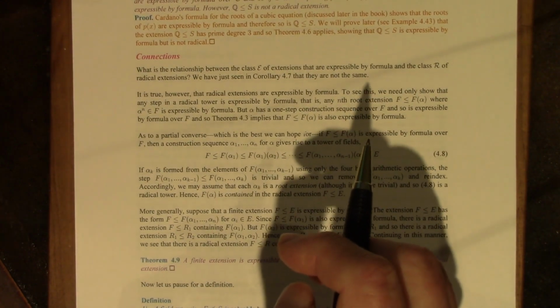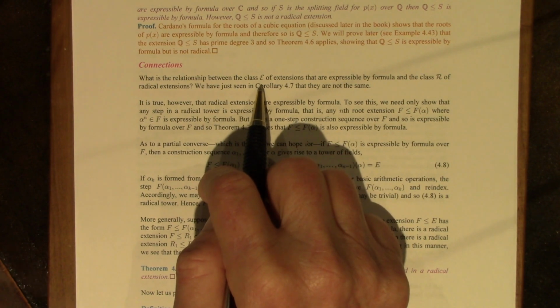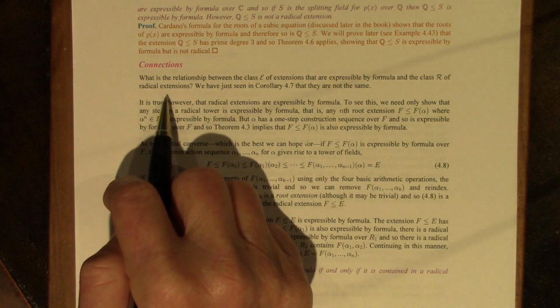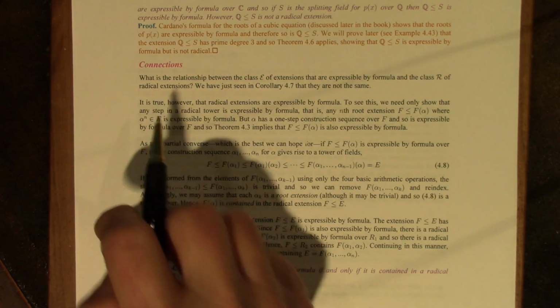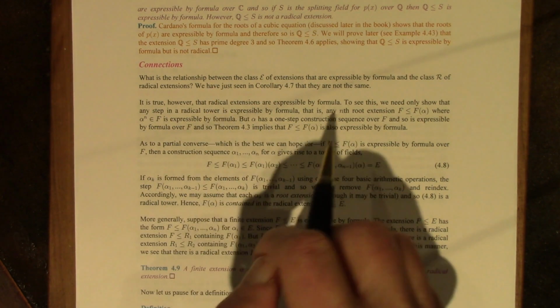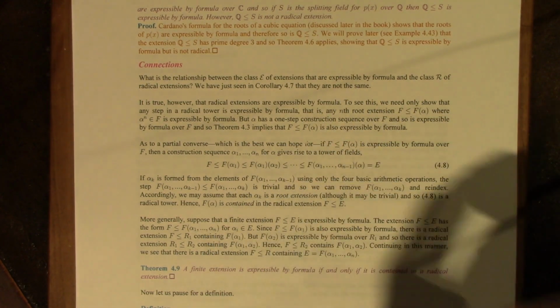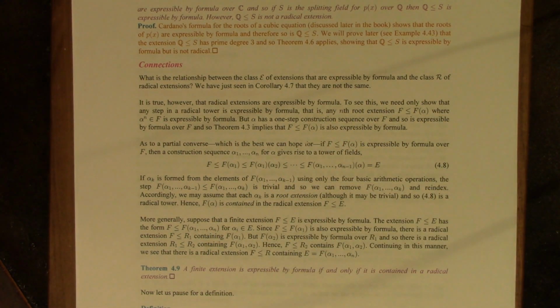Well, then, what exactly is the relationship between the class of extensions that are expressible by formula and the class of radical extensions? Every radical extension is expressible by formula. And to see that, all we need to do is show that any step in a radical tower, any root extension, is expressible by formula.